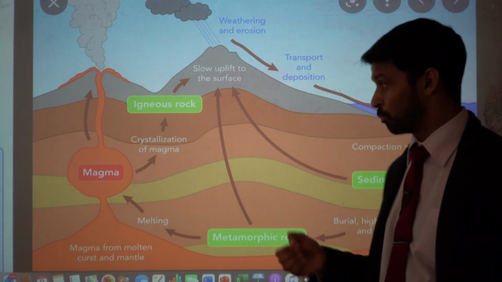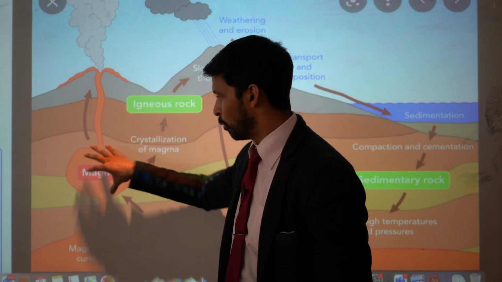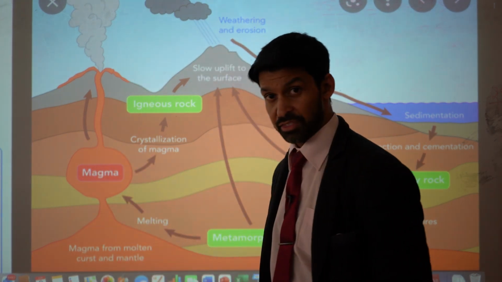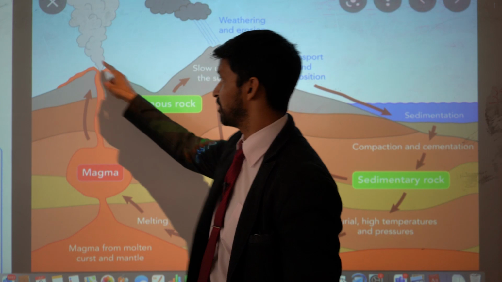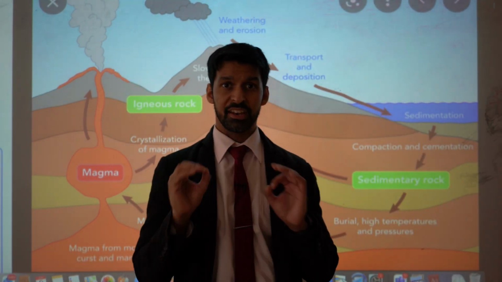One last little piece of detail that I didn't mention before is the magma. Molten rock, when it's on the inside of the Earth, is called magma, and when it's on the surface of the Earth, it's called lava. And that's basically it. That's the rock cycle in a nutshell.